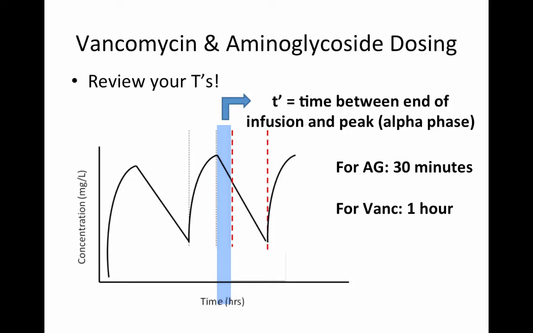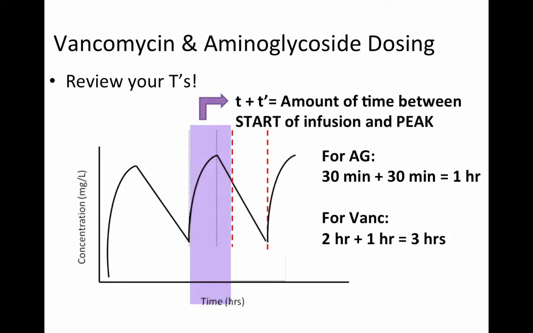All right, so this is T prime. This is the time between the end of the infusion and the peak, also referred to as the alpha phase. So this is shown here in the blue, and so keep in mind that after we get finished infusing the drug, it does require a little bit of time for it to distribute throughout the tissues. And at the end of the alpha phase, so right here at the end of this blue line, is when you would draw the peak. So for aminoglycosides, we allow about 30 minutes for distribution, or alpha phase, T prime, before we check the peak. For vancomycin, it's 1 hour. So these are pretty standard times. You need to know them.